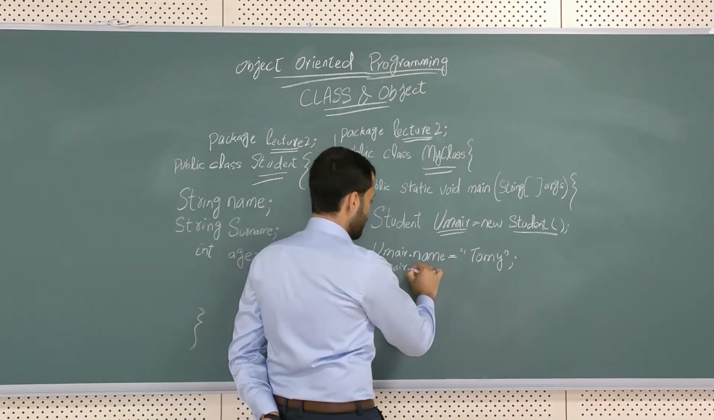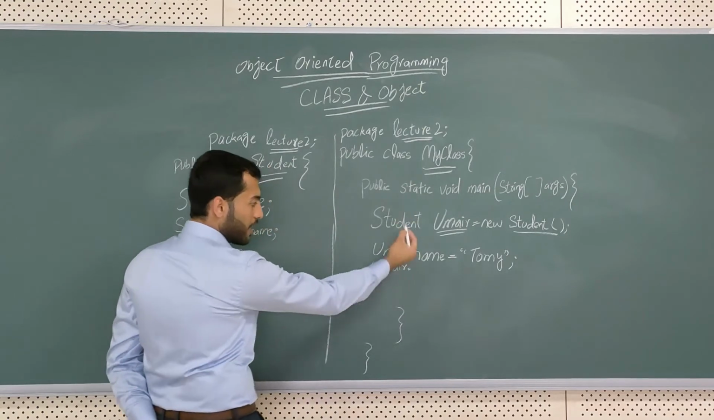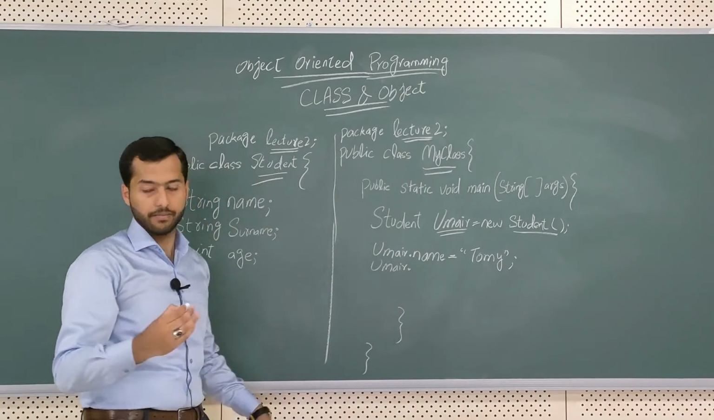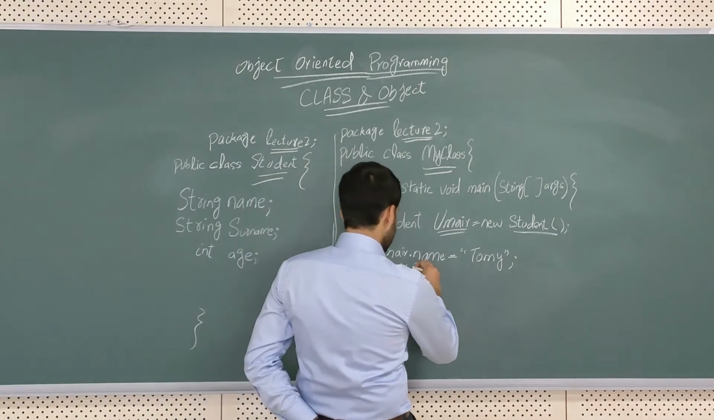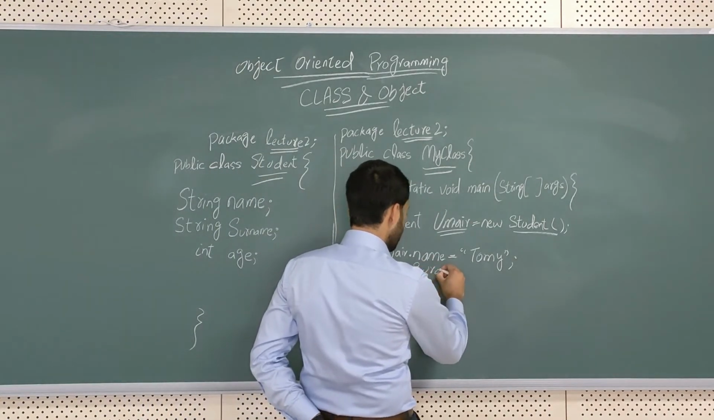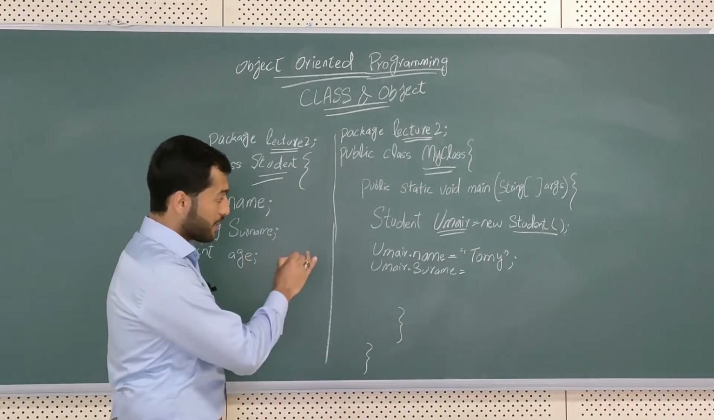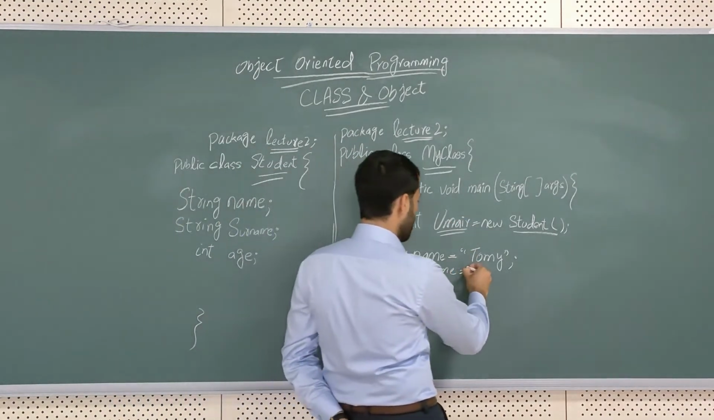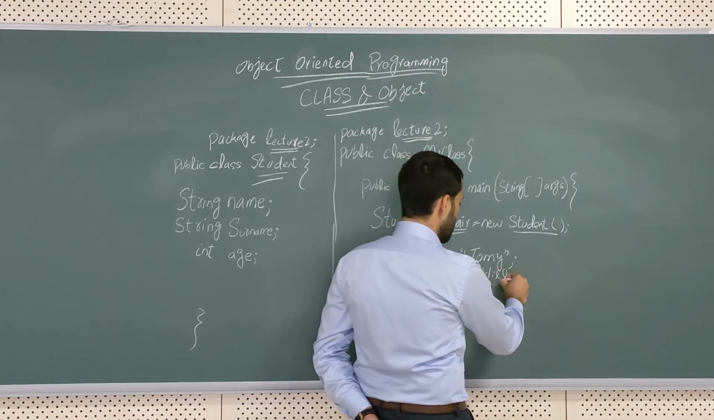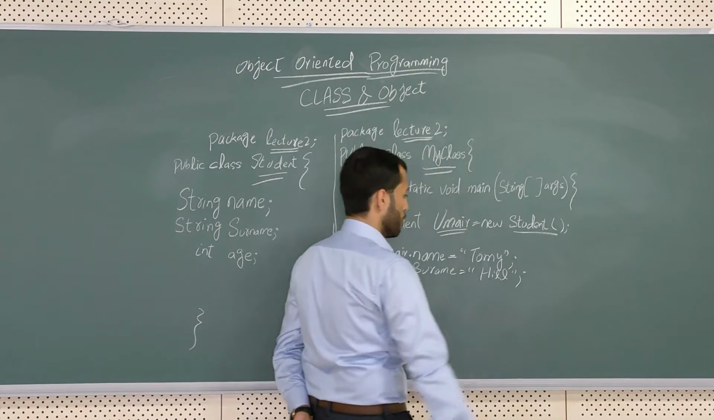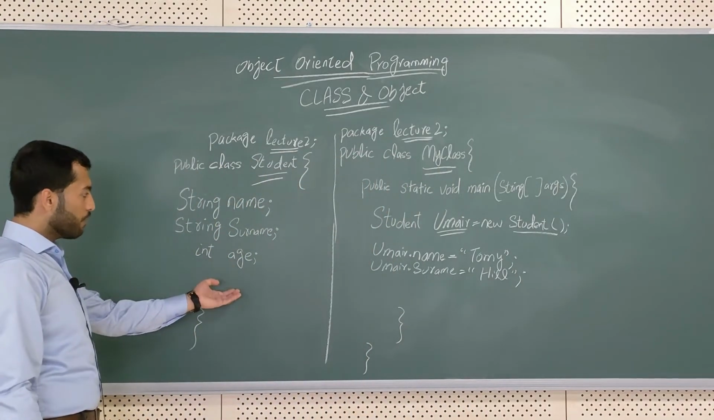dot, and again when I put the dot, I can see the drop down in the compiler. I will write surname, that is the name of the variable, and now I can assign a value to the surname. For example, Hill, the surname is Hill. Now one member is left, one variable is left.